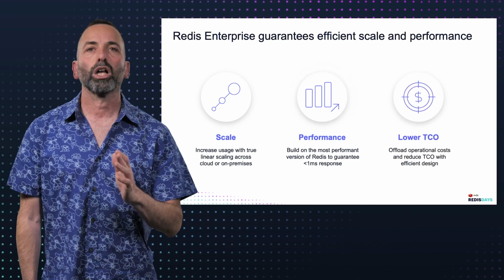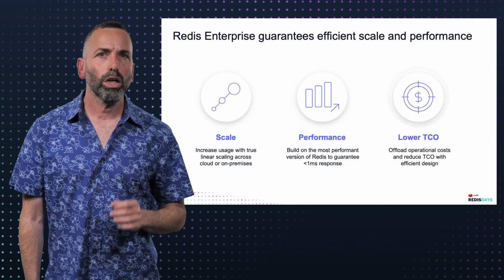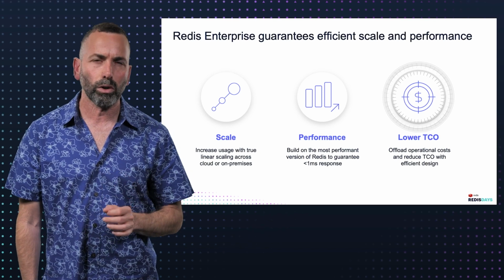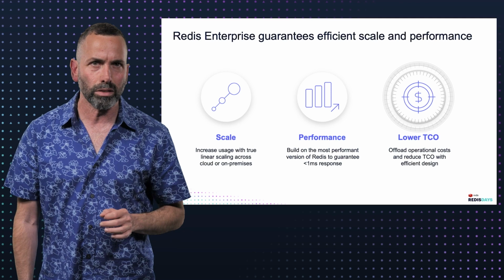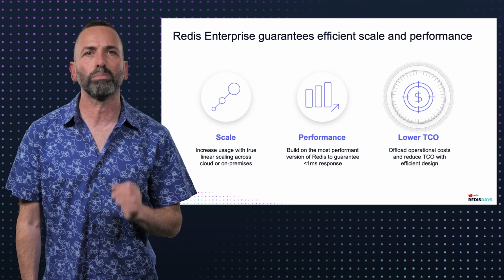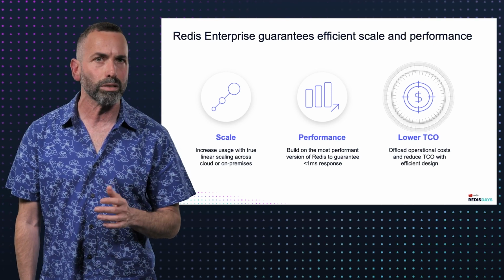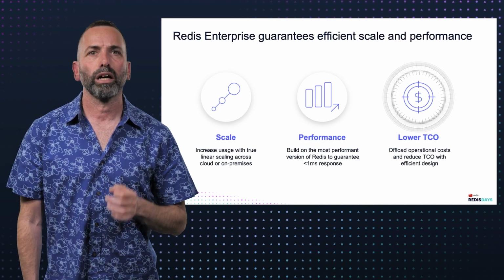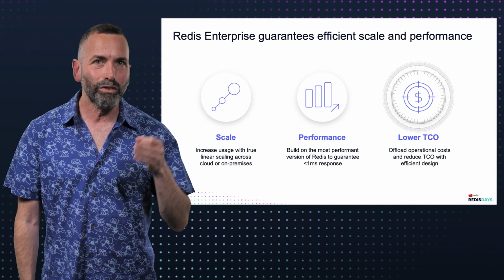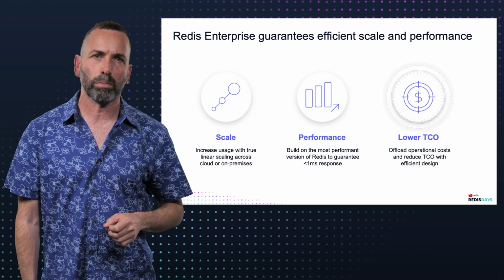And finally, lower total cost of ownership. We know now more than ever organizations are looking to reduce spend and cut costs. Redis Enterprise provides the ability to offload operational costs and reduce the total cost of ownership, with hardware efficiencies and cost of operation efficiencies built into the design of the platform.